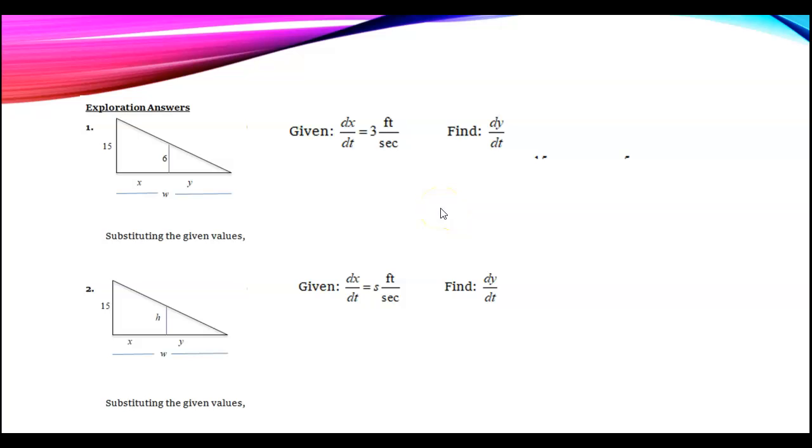So in this example, we have two similar triangles. We're given that dx dt is 3, so you're given the rate of change of the small side, and we want to find dy dt. And then we're given that x is 15 and 6 and y and their relationship. So you have the small triangle 6, y inside the big triangle, which is 15, w. So what we have to do is set up a similarity statement using those two triangles.